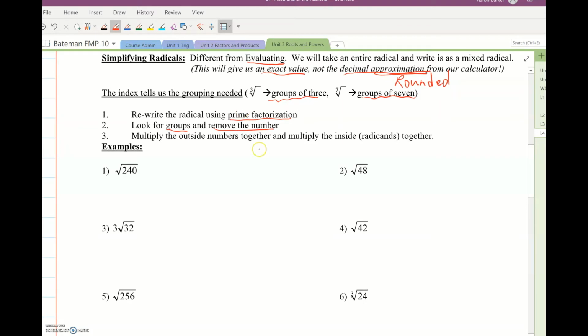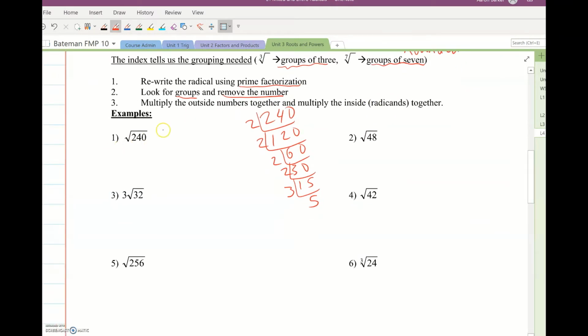So if we have 240, we'll divide by 2, and we'll get 120, divide by 2, and we get 60, divide by 2, and we get 30, divide by 2, and we get 15, divide by 3, and we get 5. So this can equal then, it's the exact same as all of this: 2 times 2 times 2 times 2 times 3 times 5.